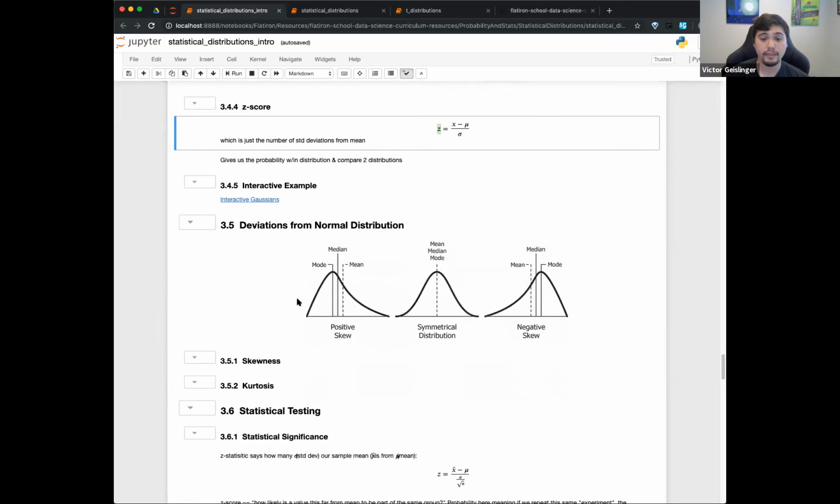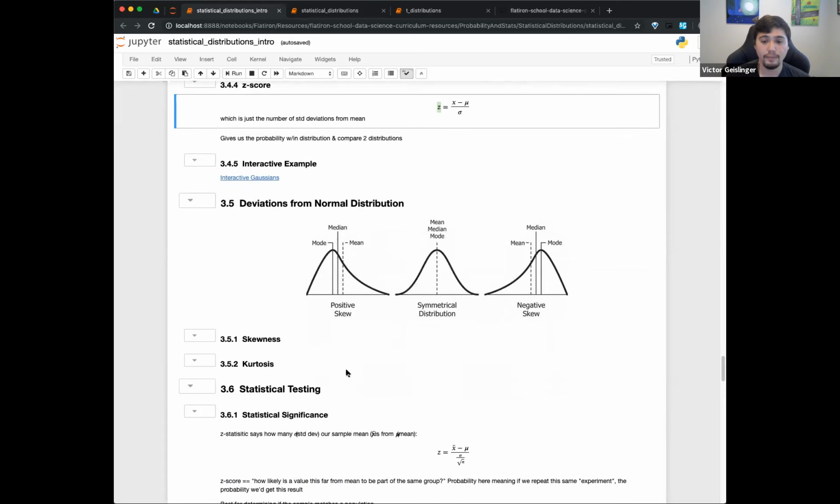Then we talked before about deviations from the normal distribution, skewness. Here's positive skew, negative skew. So this is skewed off to the right. This is skewed off to the left. So you get the idea.